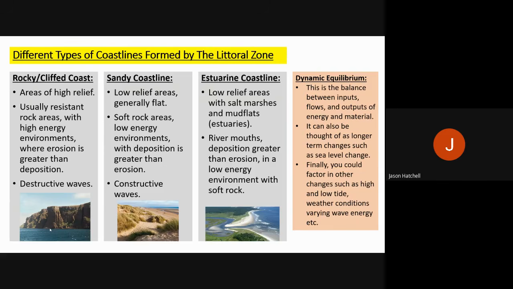And there's one thing to consider at all of these types of coastlines, and that is the dynamic equilibrium of the coastline. The balance between the inputs of sediment, the outputs, and the flows of sediment that exist because of the energy that exists at the coastline. So we can also see longer term changes at coastlines, such as sea level change and sea level rise. And that also affects the balances or the dynamic equilibrium between the inputs, flows, and outputs. And you could also factor in more local changes like high and low tides, weather conditions, varying wave energy, as impacting on that dynamic equilibrium at a coastline.